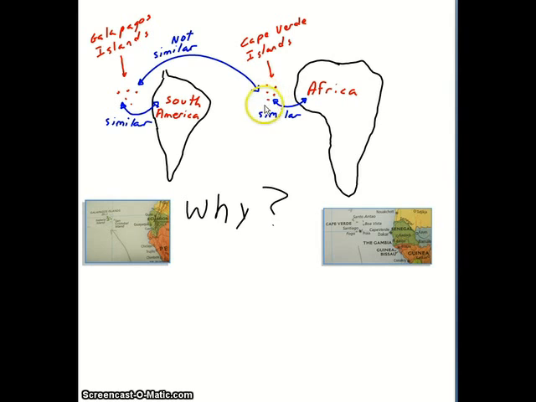Interestingly, he found that the species of plants and animals on the Cape Verde Islands were most closely related, most similar to the species on the west coast of Africa. And the species in the Galapagos Islands were most similar to the species on the west coast of South America. In other words, the species on these oceanic islands were not very similar to each other. They were more similar to the species on the nearest mainland. Now, why would that be, says Darwin to himself?